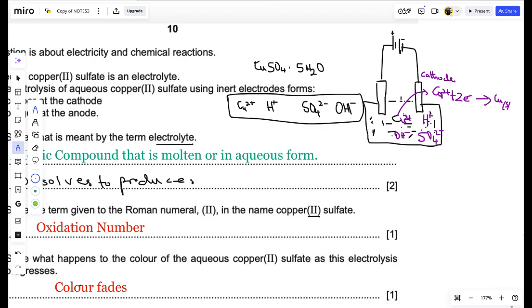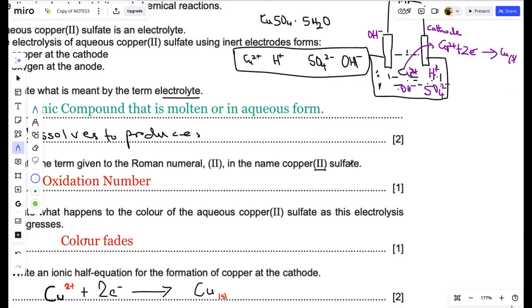So what is available to migrate? OH. So the OH minus will migrate to the anode. Anytime OH comes to the anode, what is produced? We produce oxygen and water. Okay? When OH comes here, oxygen and water is produced. Okay, so this is all about the electrolysis.